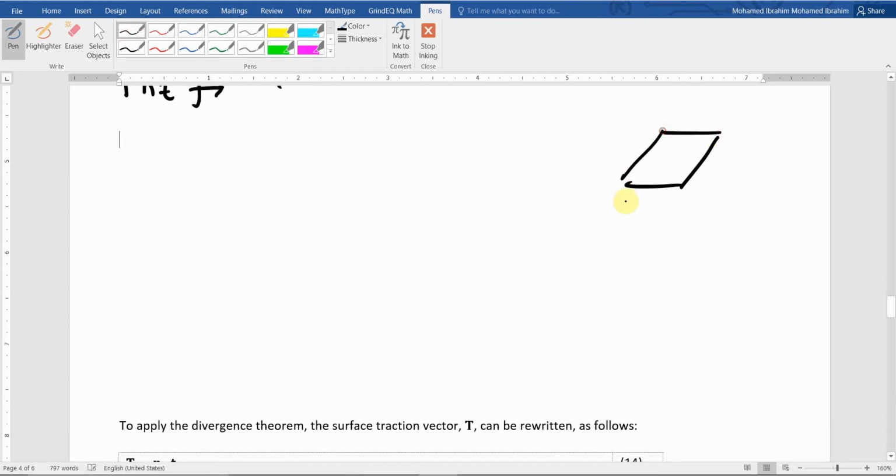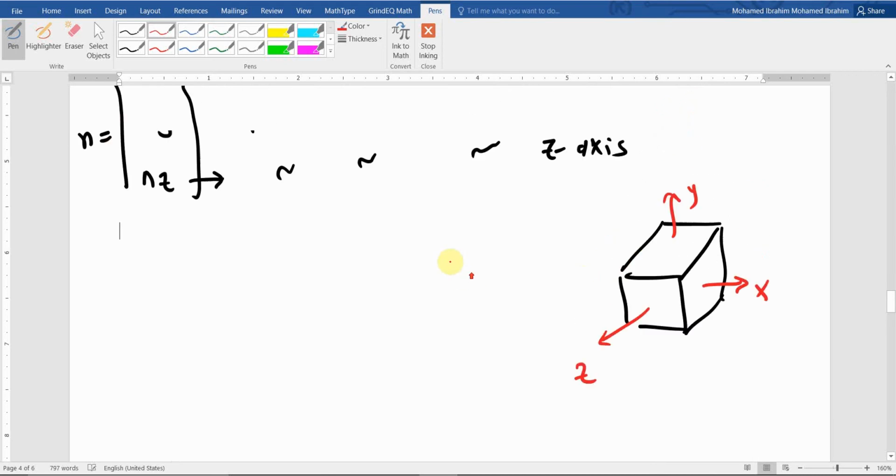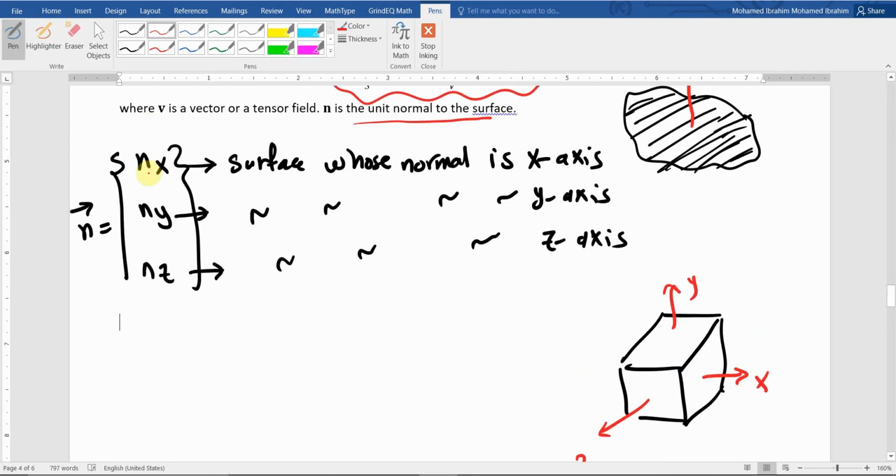Assume that you have this cube. And let us set up here some coordinates, like this is the x-axis, this is the y-axis, this is the z-axis, right? So if I said that, what should be nx? Once you just mention nx, it means that you are talking about the surface whose normal is the x-axis. Which one of all of these 3 surfaces?